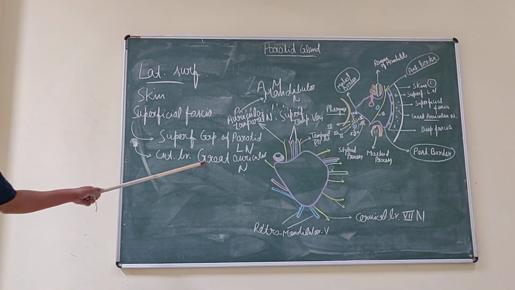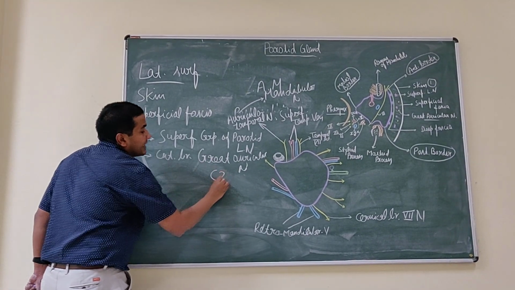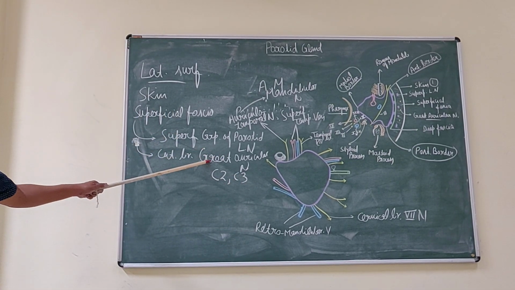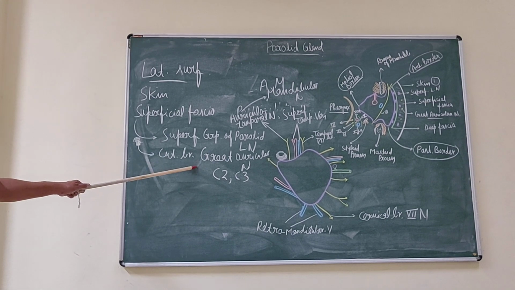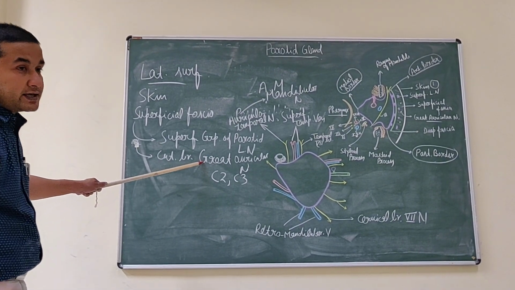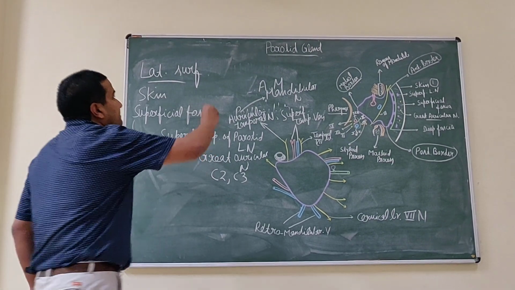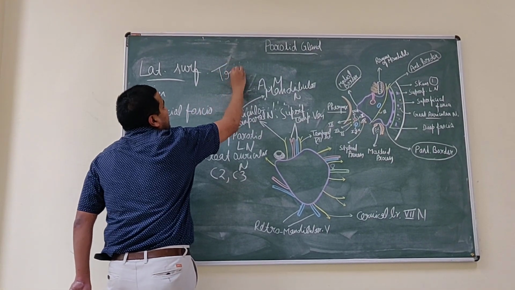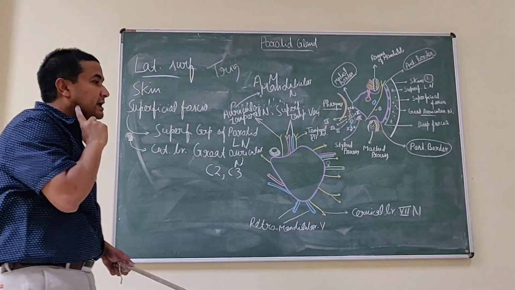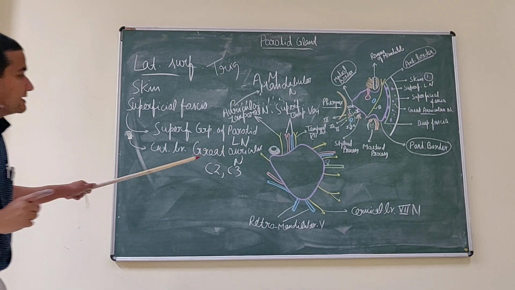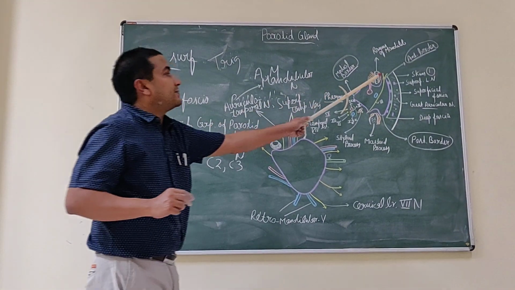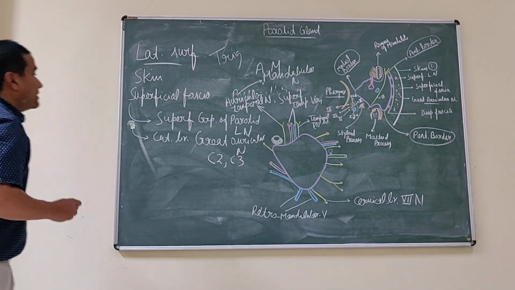The root value of the great auricular nerve is C2 and C3. This great auricular nerve supplies the skin of the angle of the mandible as well as some part of the parotid region. Otherwise, the whole of the face is supplied by the branches of the trigeminal nerve, that is the ophthalmic, maxillary and mandibular. Only the angle of the mandible and the lower part of the parotid region is supplied by this great auricular nerve. And these two structures are present in the superficial fascia.